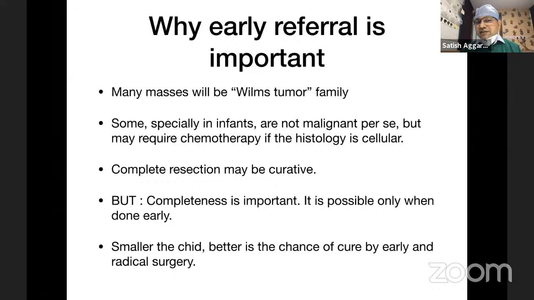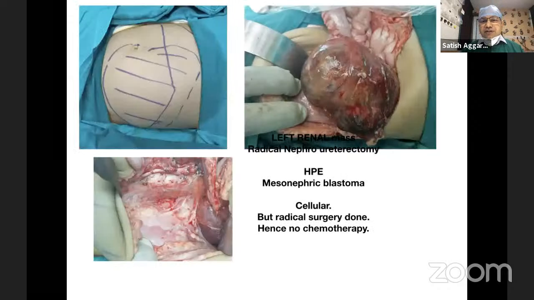But completeness is important. So complete surgery can be done only when the child comes early, when the tumor is small. Remember, smaller the child, better is the chance of cure by early and radical surgery in these tumors. And I'll illustrate. So this is an infant who presented with left-sided flank mass, and we did the imaging and we found that this is operable.